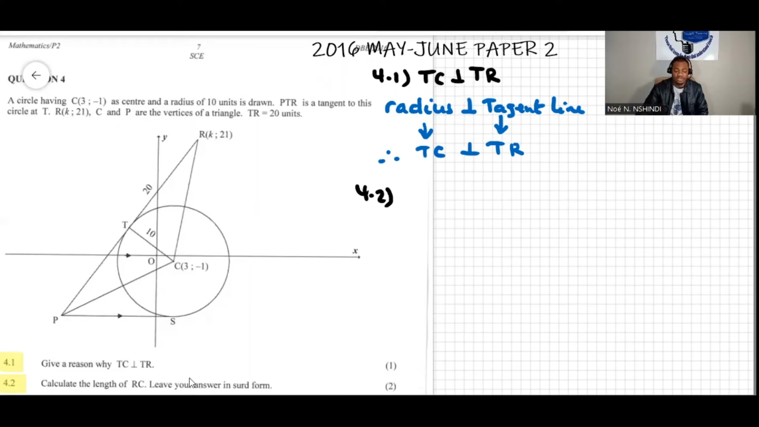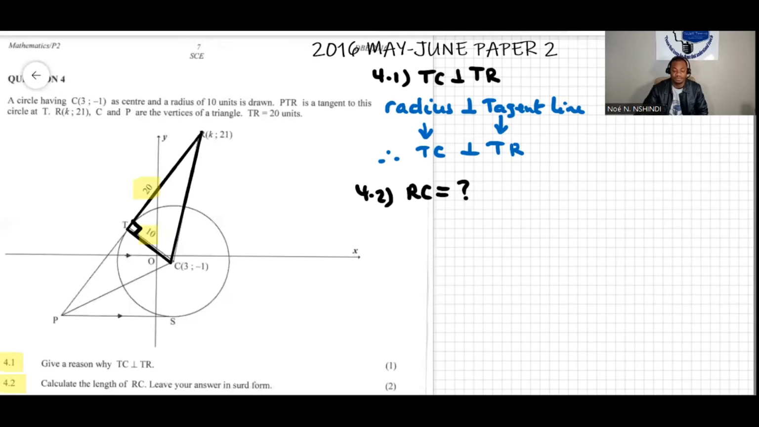RC is this length. Now I want us to notice that we have a right angle triangle here, because the tangent is perpendicular to the radius, according to question 4.1. This is given to be 10 units, and that's 20 units. We can apply Pythagoras to find RC. RC here is the hypotenuse of the right angle triangle.